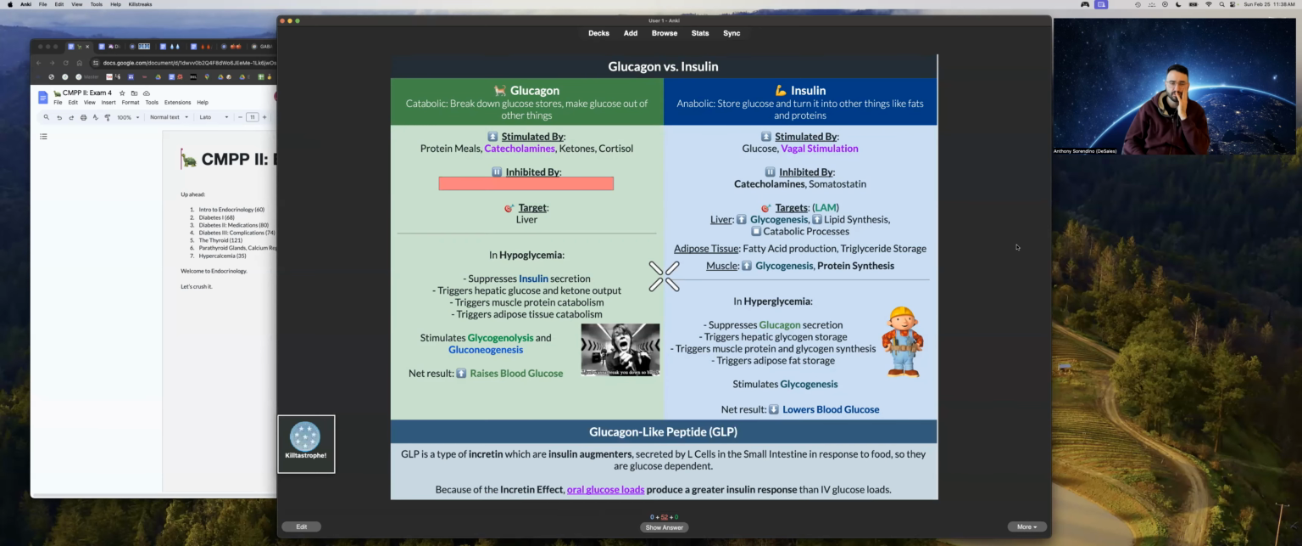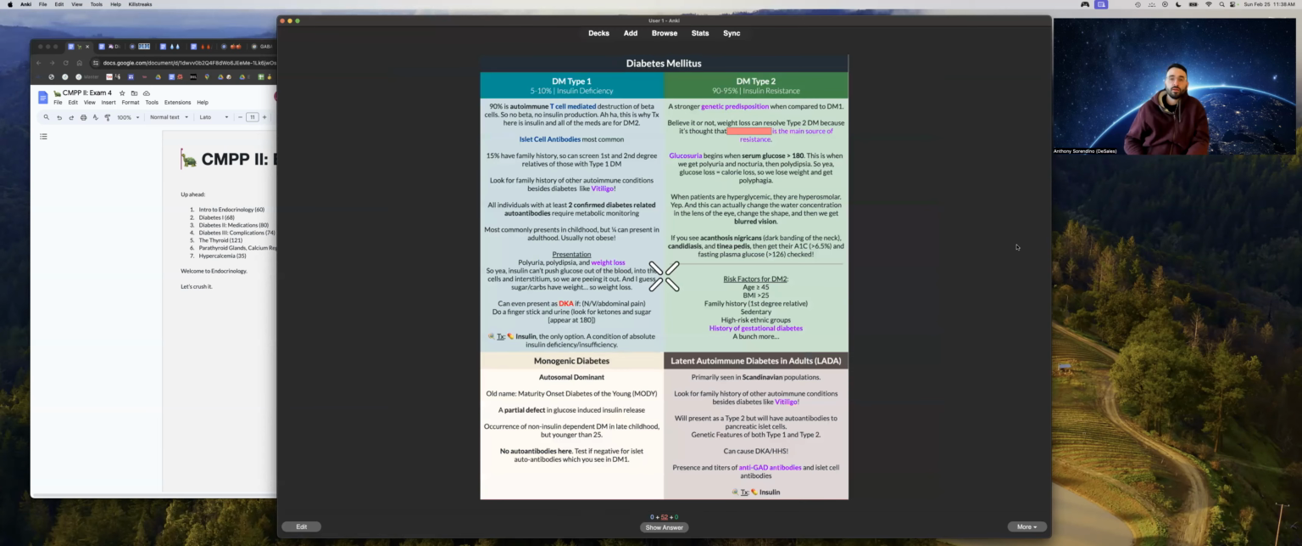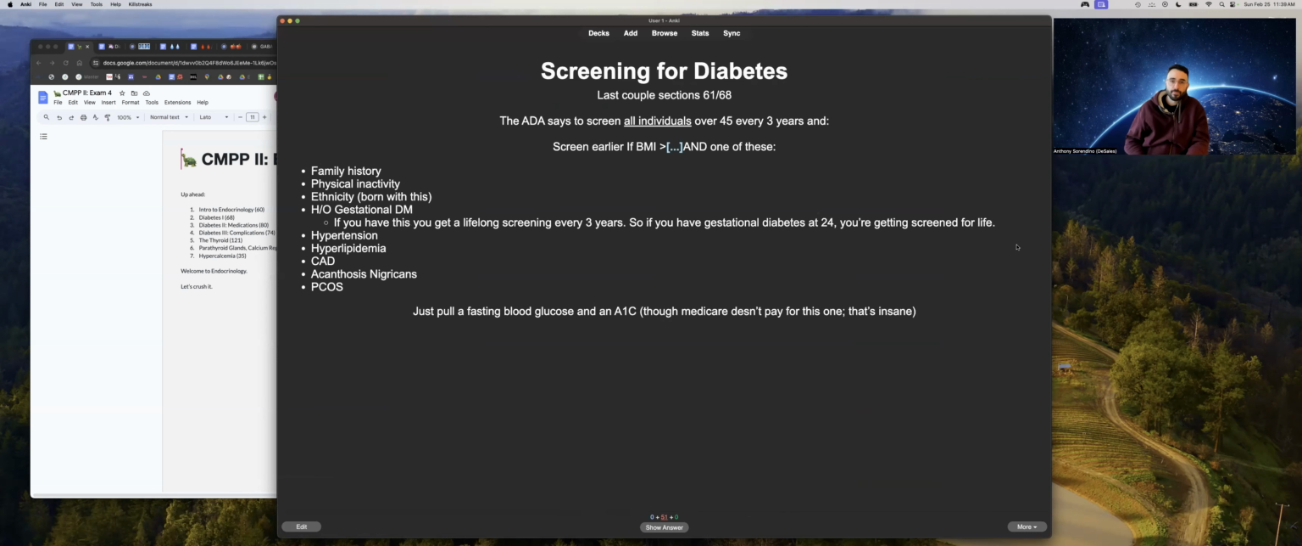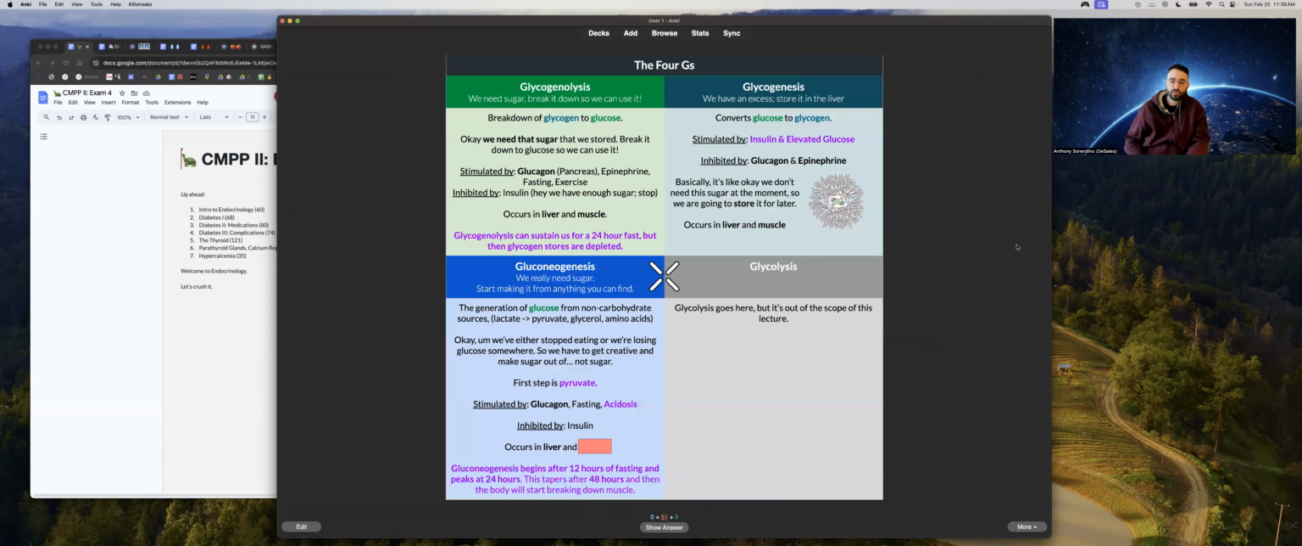T-cell mediated. What inhibits glucagon? Hey, we have enough sugar. Stop. Elevated glucose. Paracrine insulin. Somatostatin. Let's go. Adipose tissue. LDL less than what? 140, 100. Screening for diabetes, screening early for BMI greater than 25.